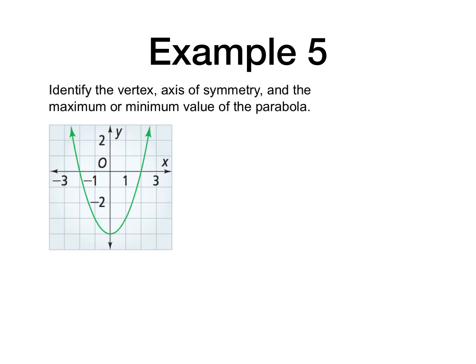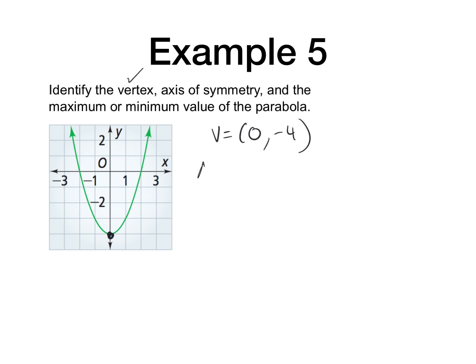So example 5 is identify the vertex and axis of symmetry and the maximum or minimum value of the parabola. Now, for the vertex, as you guys know, that is where the graph falls on top of each other. So it's going to be right here. So our vertex is going to be 0, negative 4.